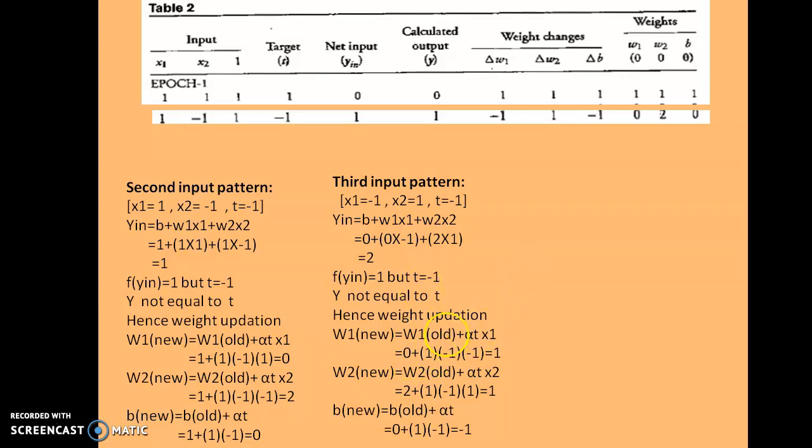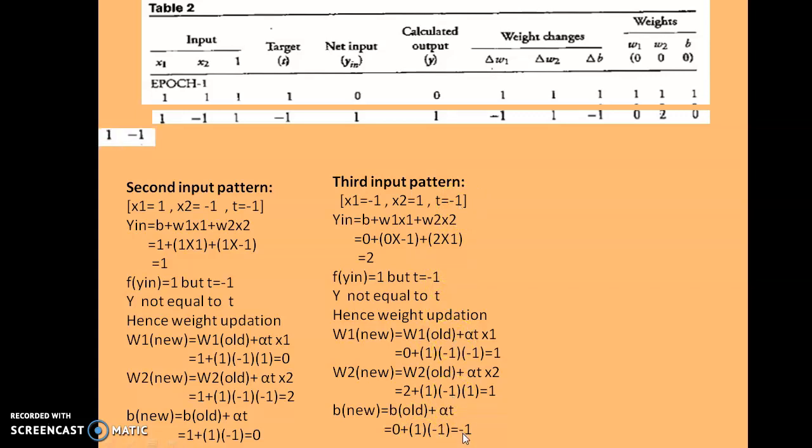We update the weight. W1 of new equal, what is W1 of old? W1 of old is 0 plus alpha value 1, target minus 1, and then x1 is also minus 1. The value will become 1. What is W2 of new? W2 of old is 2 plus alpha value 1, target we are expecting minus 1, X2 value was 1. So value will become 1. What about bias new? Bias new equal bias old plus alpha into T. Bias old is 0, alpha value 1, target is minus 1. The value will become minus 1.